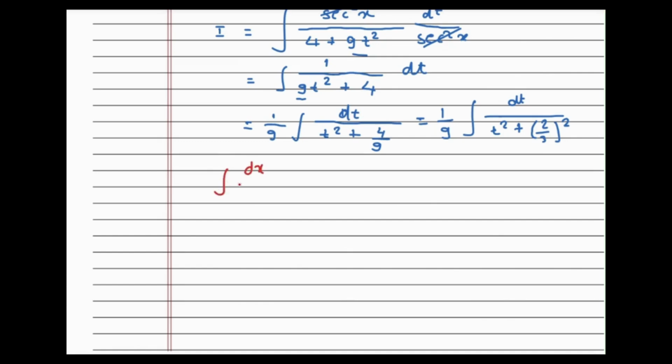The first one is dx upon x square plus a square. The next one is dx upon x square minus a square, and so on. These 3 formulas every student must have memorized. So this formula is 1 upon a into tan inverse x upon a plus c. Let us apply this formula to our situation.